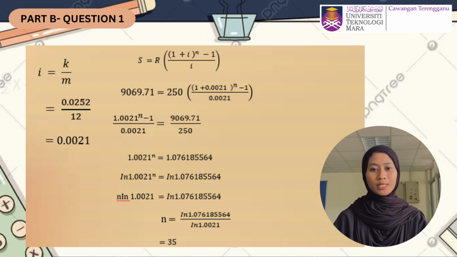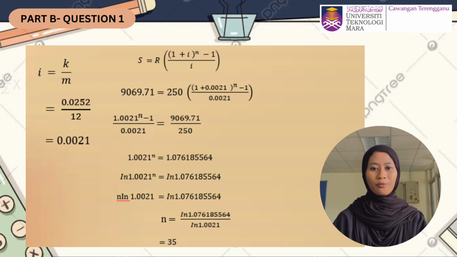The next step is we need to calculate the value of n using the formula S equals R times 1 plus i to the power of n minus 1 over i. So we get 9,069 ringgit and 71 cents equals 250 times 1 plus 0.0021 to the power of n minus 1 over 0.0021.